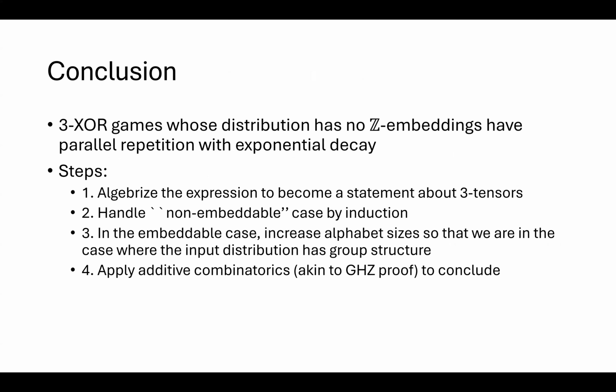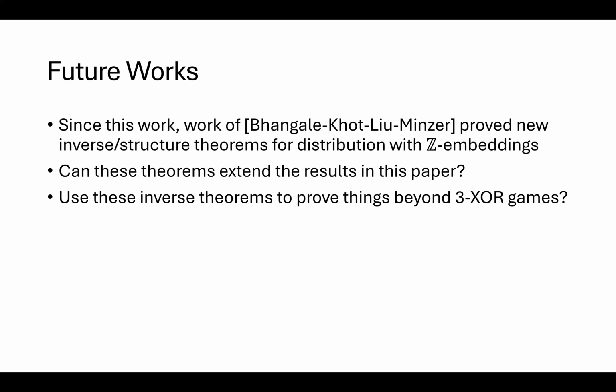At a high level, the proof has the following steps. You algebraize the expression to become a statement about 3 tensors, the f(x), g(y), h(z) correlation. You handle the non-embeddable case by doing induction. In the embeddable case, you increase the alphabet size so that you kind of lift to the case where the input distribution has group structure, and then you apply additive combinatorics akin to this GHZ proof to conclude.